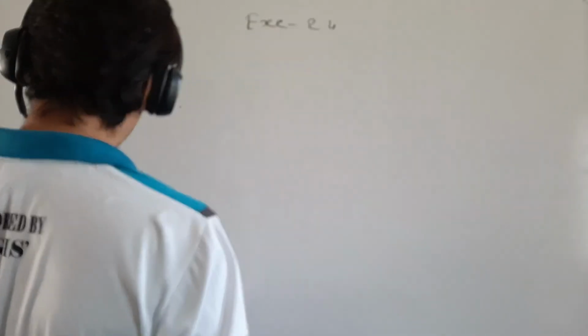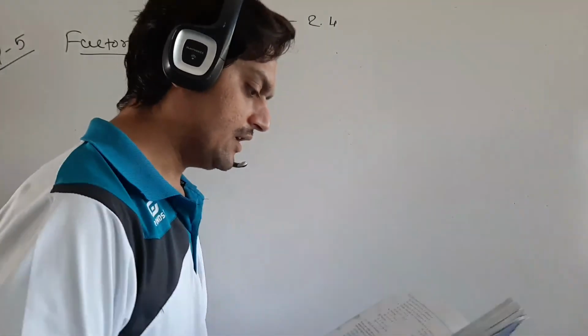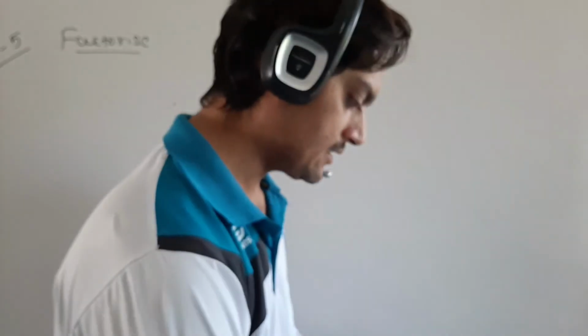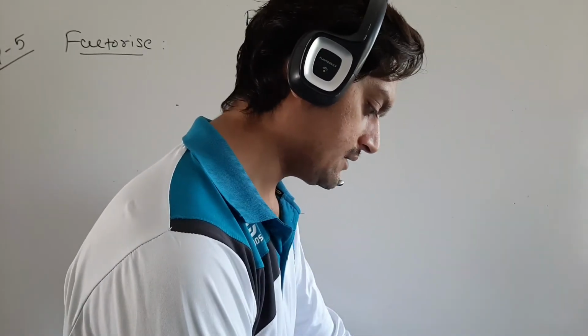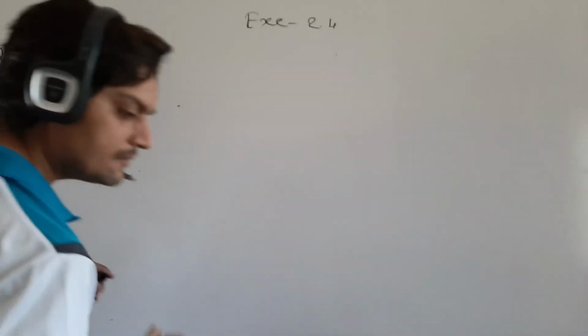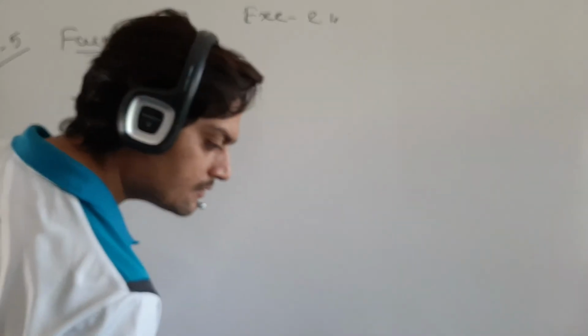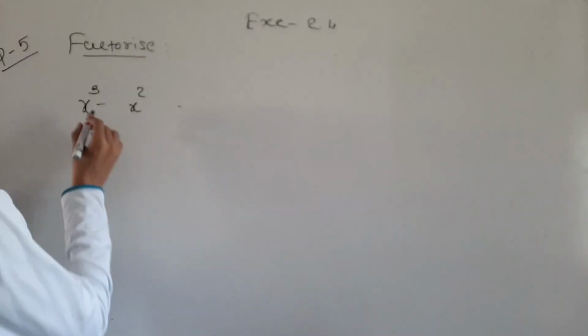By this method, easily we can get the answer. The simple factorization method, we can get the answer. Okay, so here: x cube minus 2x square minus x plus 2, sorry, minus 2x square minus x plus 2x plus 2.